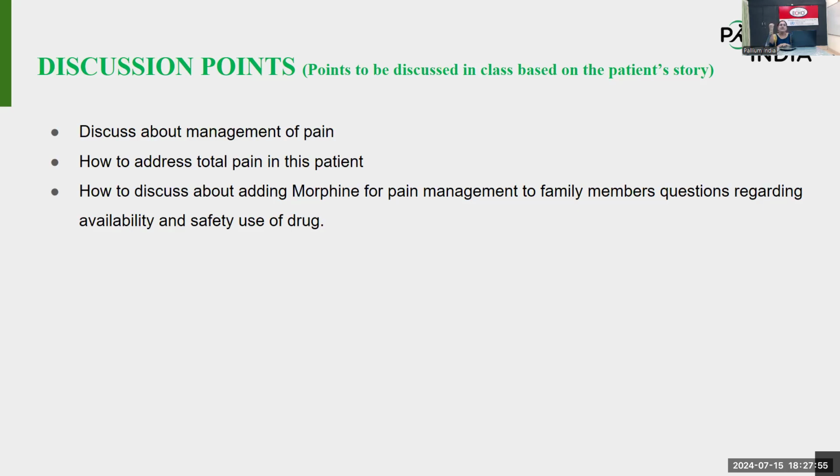So, how to address the total pain in this patient? Once the physical pain comes down, then we can look into the psychosocial aspects of pain. We can explore one by one what are his other concerns, what are the other factors adding to his pain. And it is very important to educate the family members also about what is being given and why, and what all should be monitored and checked. The family should also be aware of that.